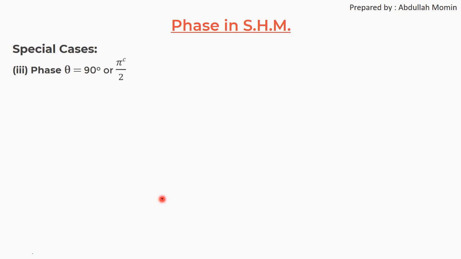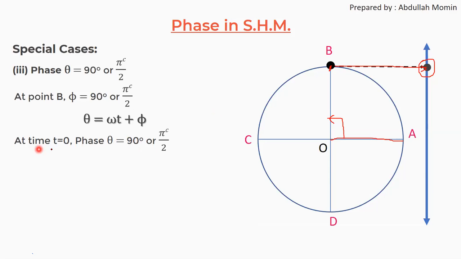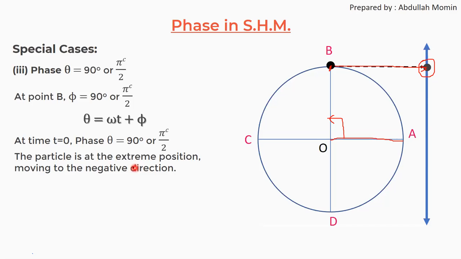Case 3, when the phase angle theta is 90 degree or pi by 2 radian. So at point B, phi is 90 degree or pi by 2 radian. Now the particle is situated at point P and initially it is making an angle of 90 with this line OA, and the image from point P will be at extreme position. So we will say that at time t the phase is 90 degree or pi by 2 radian. So the particle is at extreme position and moving in the negative direction. It is going to move in the downward direction.